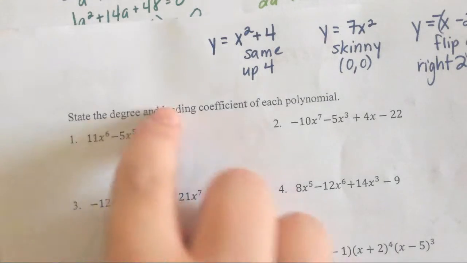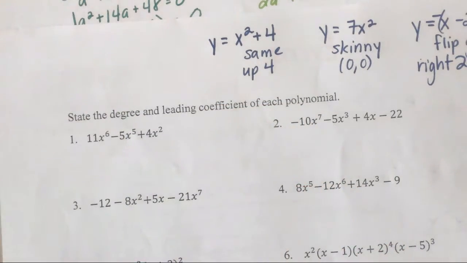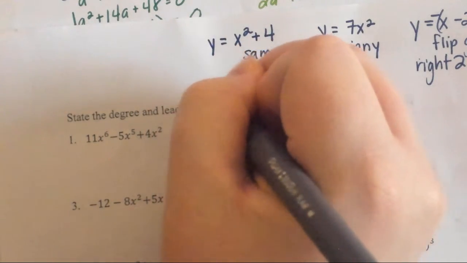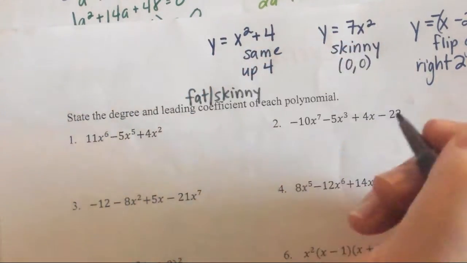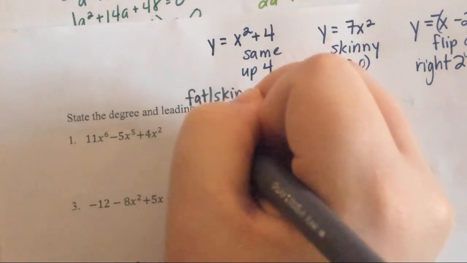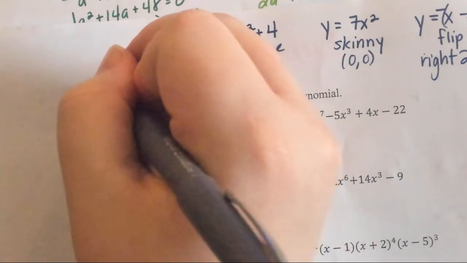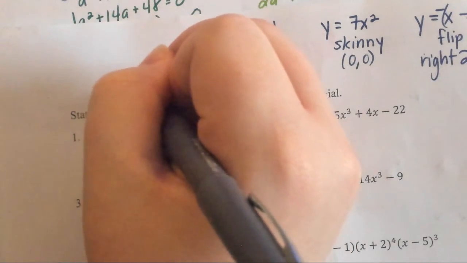So the leading coefficient, that's the number in front, is going to help us know whether or not we're fat or skinny. So that's why we need to know it. Plus, if it's negative, we might be flipped. So we need to see the leading coefficient. And you're like, how do I find the leading coefficient? The leading coefficient is the number in front of the highest exponent. So the degree has to go with the highest exponent. The degree of our polynomial, look for the highest exponent.